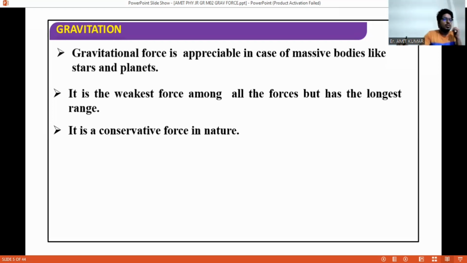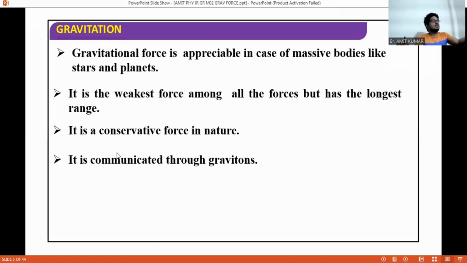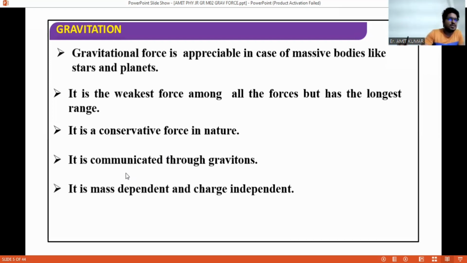So another important point is that it is a conservative force. It is conservative in nature. We already discussed these points. If I ask which of the following is a conservative force, gravitational force is the example of a conservative force. So what's the mode of communication? Why is this force acting? How is it communicated? Through gravitation, because of gravitational force. And it is totally dependent on mass. But obviously, because we are not talking right now about electrostatic force, it is independent of charge.